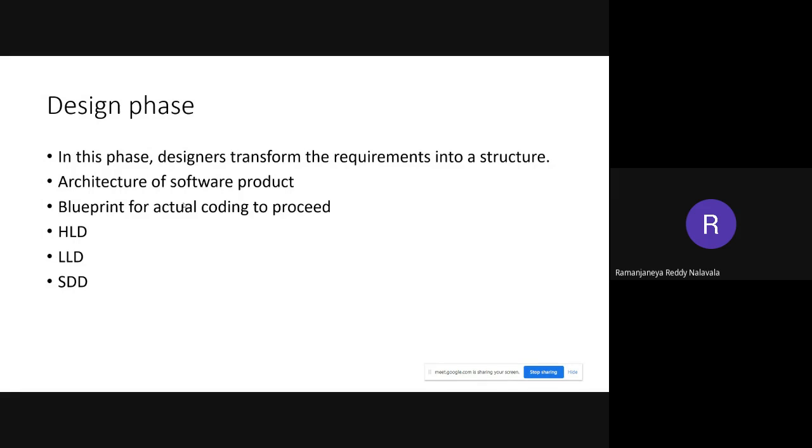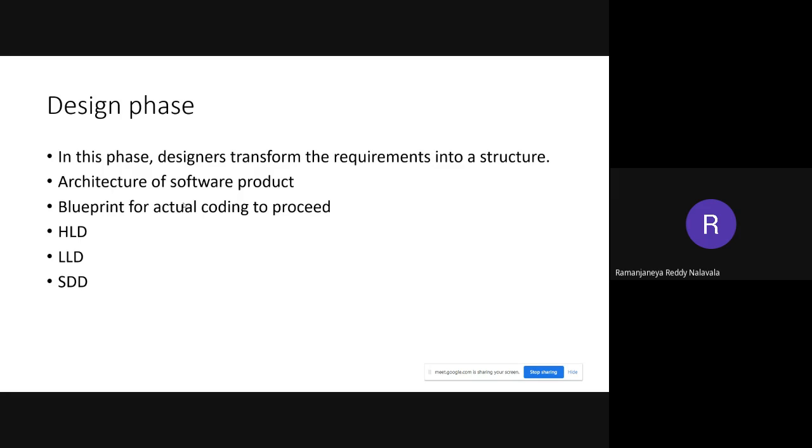Next, we will move on to the design phase. In this phase, designers, system architects transform the SRS. Whatever requirements are available in the SRS can be converted into a structure. So in this design phase, they design some diagrams that can be represented as an architecture of the software product. So this design can also act as a blueprint for actual coding to proceed.